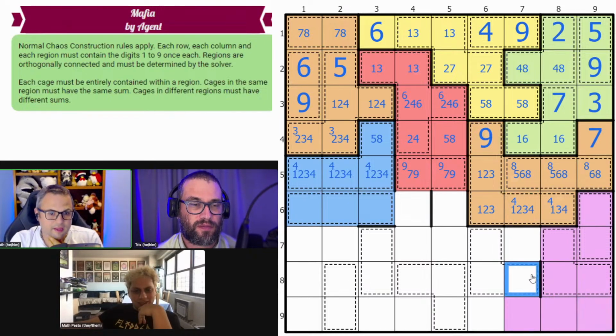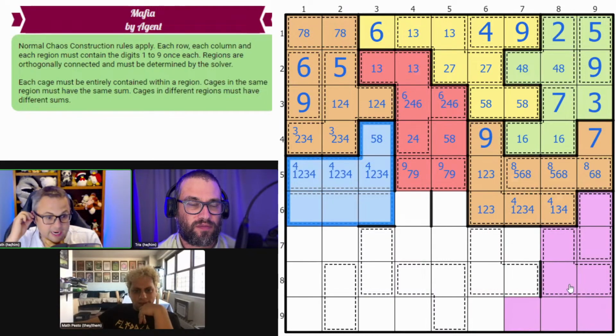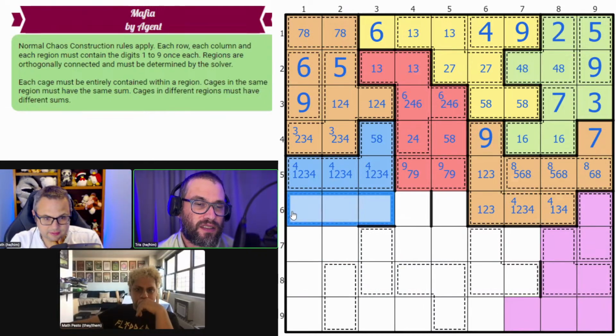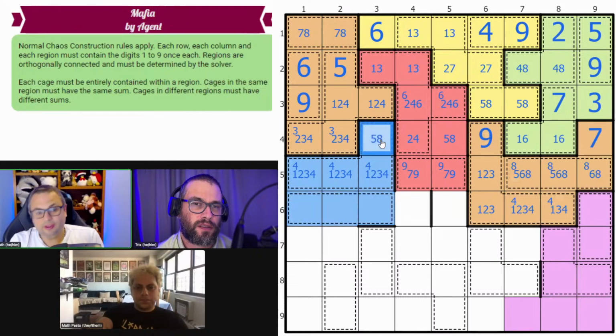Gotcha. Let's see. KNT says blue is minimum 14 because 7 cells sum to at least 28. So it's minimum 14, and it can't be 15 and it can't be 16. So we've got some minimum restrictions. 17, unless it is 14. No, we've already used 14 in green. Oh, right. Green is 14. Okay, green is 14. So yeah, this is min 17.